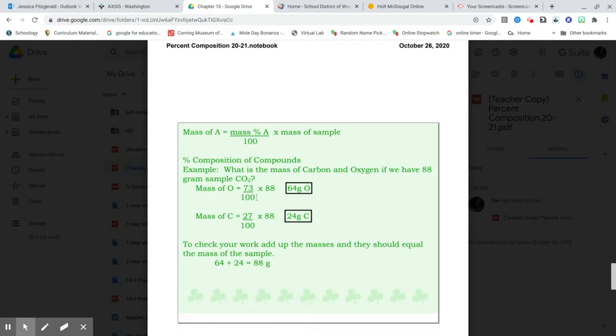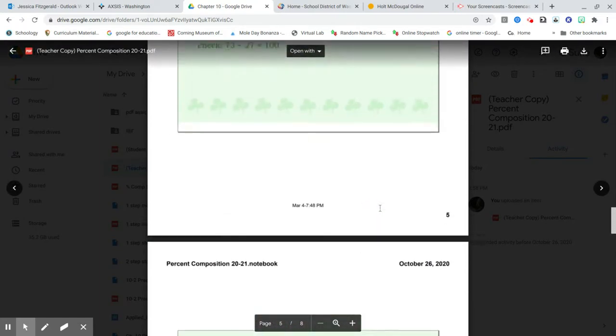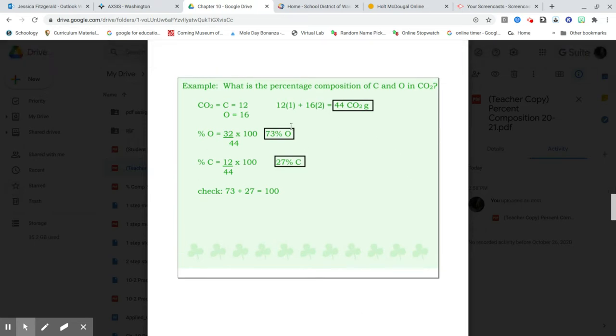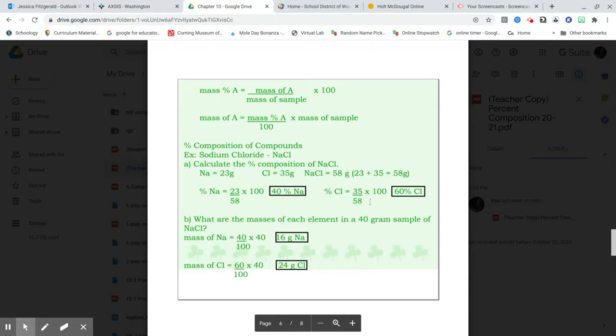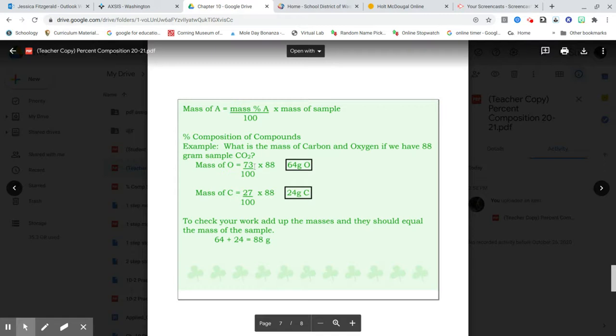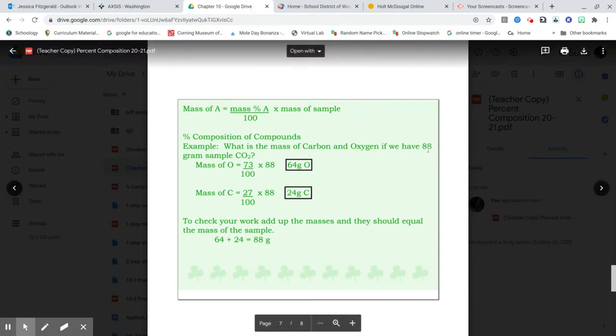Where did the 73 and the 27 come from? Well, that came from our previous problem here, where we calculated our percent of carbon and oxygen. So that's where those numbers came from. So again, like I said, they're going to piggyback off of each other. So check your work so you don't have an error and then carry it over to another problem. So I know my percent of oxygen is 73. So I do 73 divided by 100 times the sample mass. So the mass of my sample is 88.